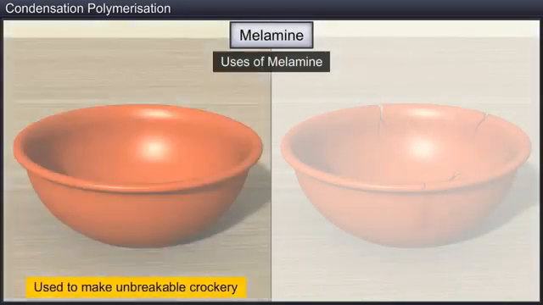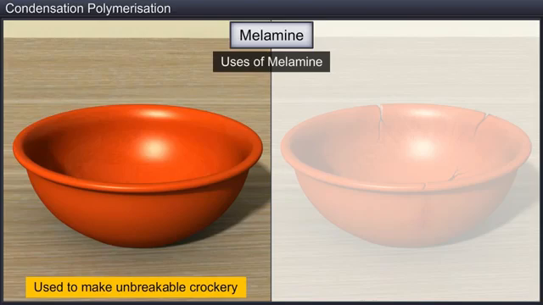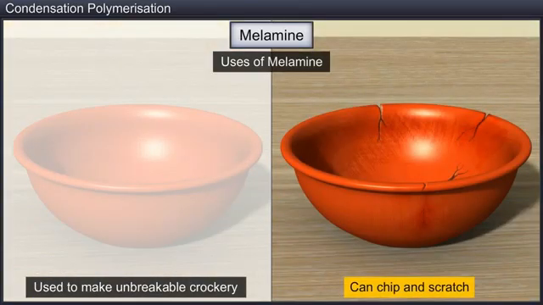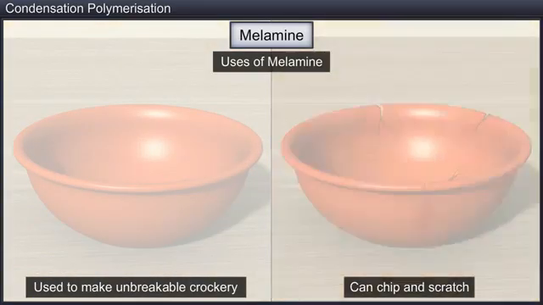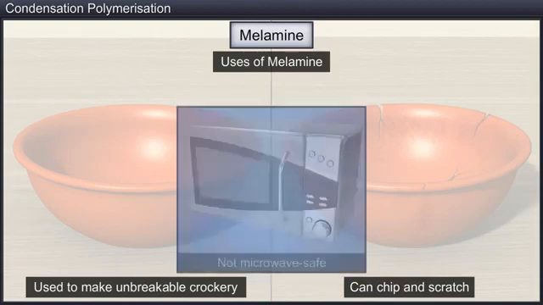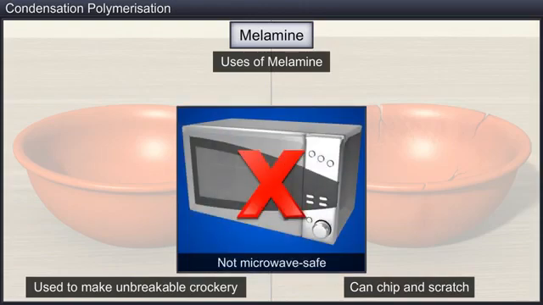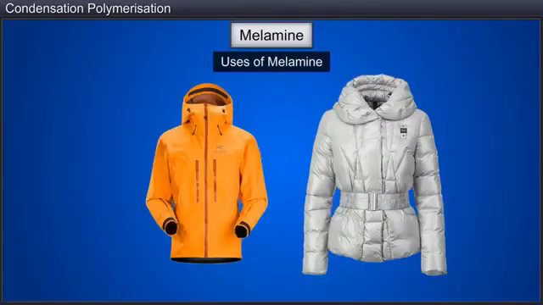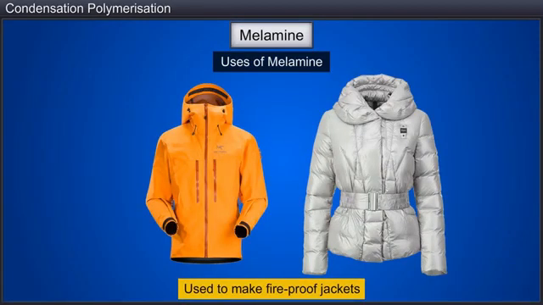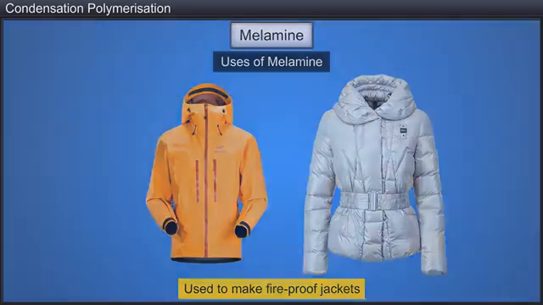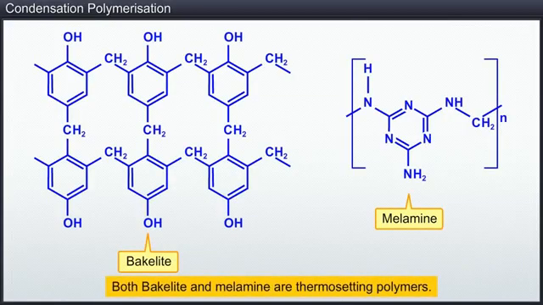Melamine is used to make unbreakable crockery. It can chip and scratch. However, it is not microwave safe. Melamine is also used to make fireproof jackets. Note that both bakelite and melamine are thermosetting polymers.